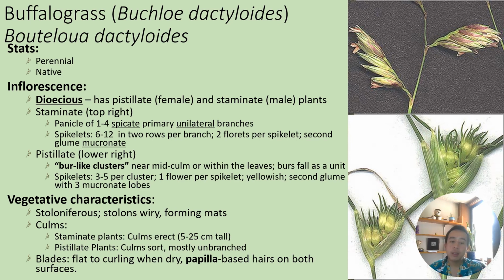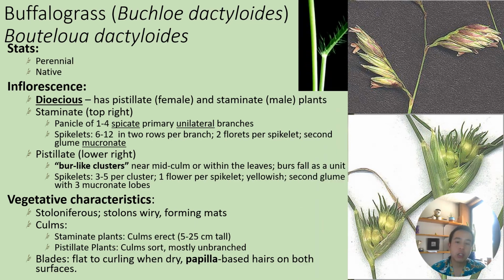The blades for these plants are flat. The leaf blades are flat to curling, and so they curl especially when they're dry. And oftentimes they have papilla-based hairs on both surfaces. With that figure that we just saw float up, you can see what we see, these papillate stiff hairs that stick out from both ends of the leaf.